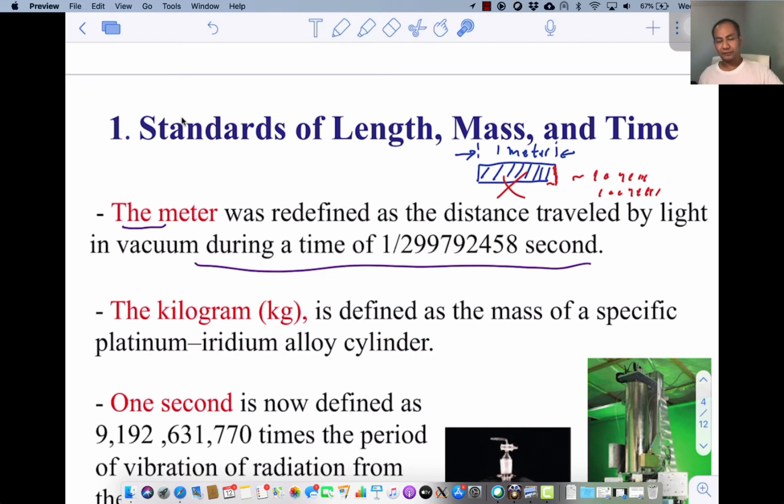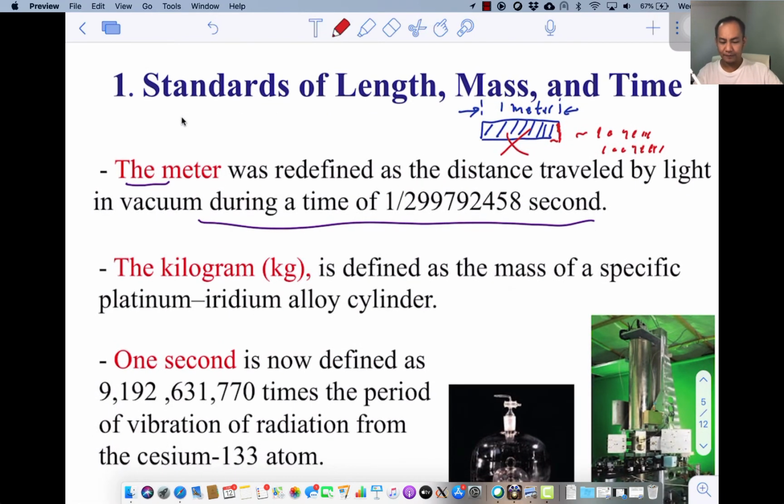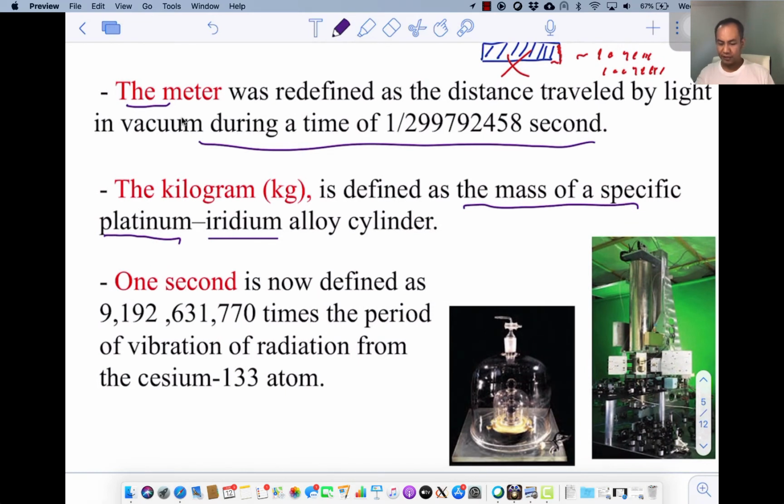How about the mass? The 1 kilogram mass is defined by the mass of a specific object made from platinum and iridium alloy. It's two types of metals mixed together, so we call it an alloy. And this cylinder, we call it the platinum iridium alloy cylinder. We show it in this figure. This is the alloy I'm talking about.